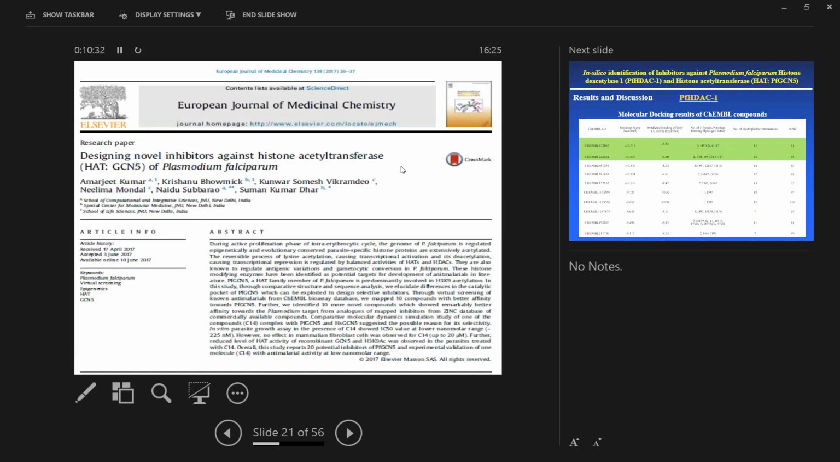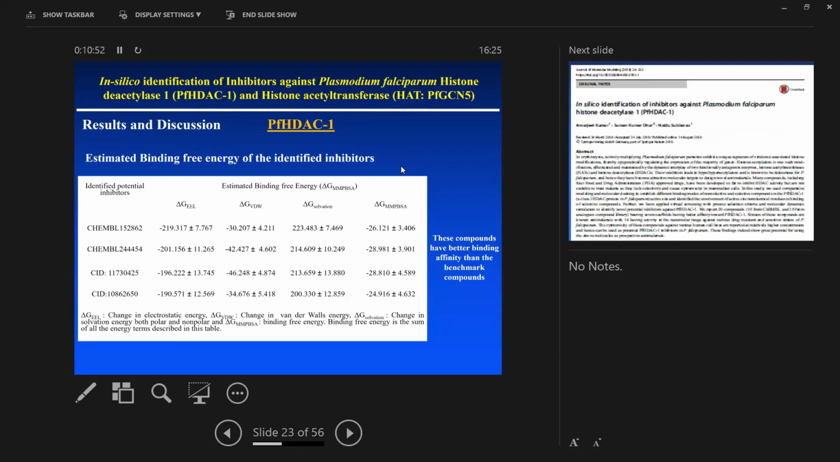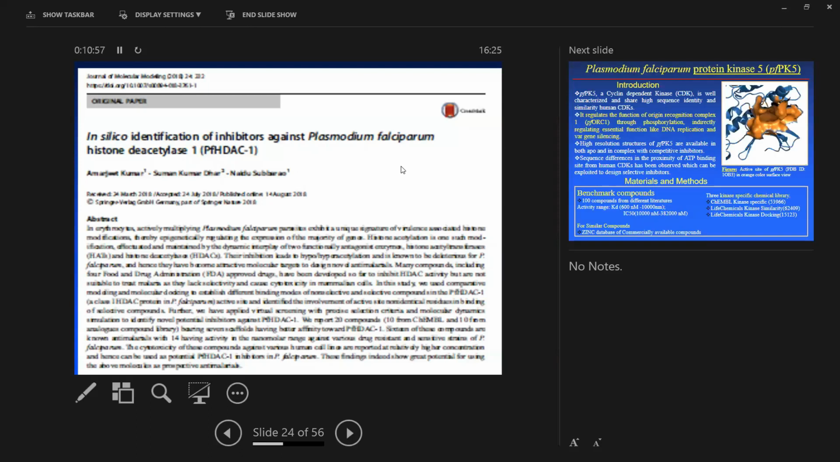This is the publication in the European Journal of Medicinal Chemistry. Another paper we worked on was PFHDAC1. Again, we screened all the active compounds against PFHDAC1, identified a few molecules, and also took some non-active compounds from the KMBL and used them as benchmark, and identified better molecules than the benchmark compounds. We did free energy calculations after doing MD simulation, and we published in the Journal of Molecular Modeling.